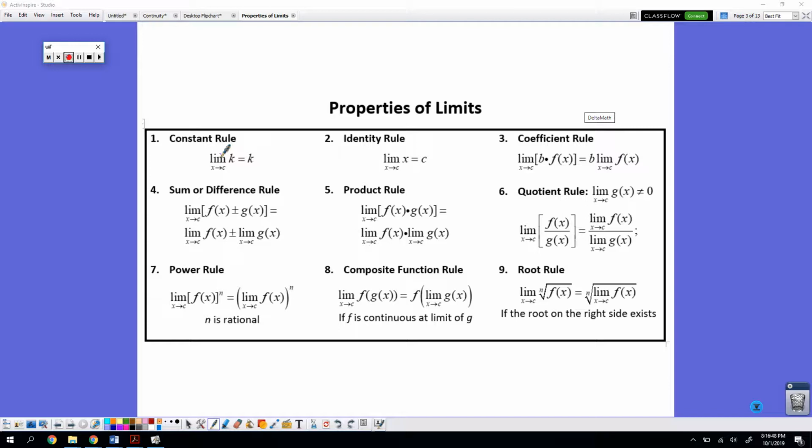And then we have the identity rule. It says the limit as x approaches c of x is c. And then you can read the rest of the rules here. So go ahead and pause and read through them. They should be pretty self-explanatory, except for maybe the composite function. Go ahead and press pause and read through them. We're going to practice with them.